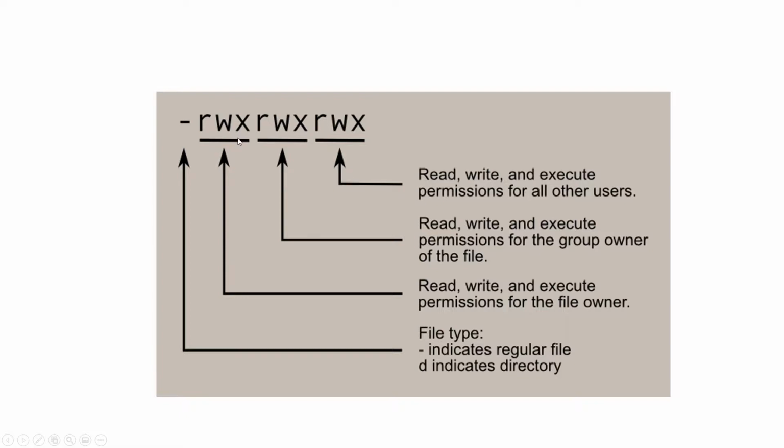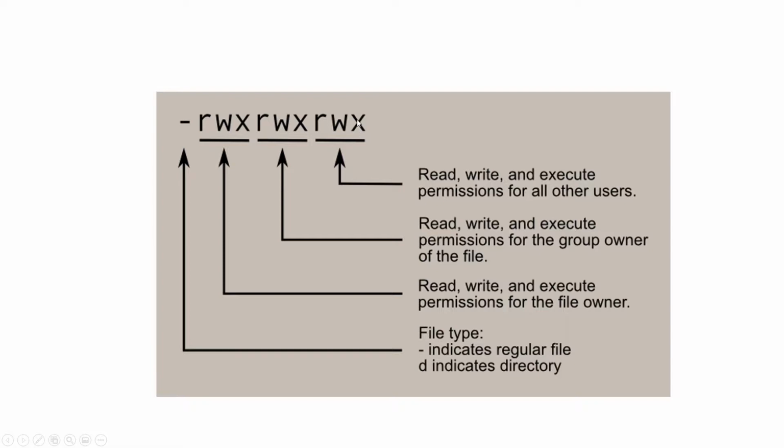If we go to the next set of 3, it's the same exact concept, but instead of being for the file owner, this represents the permissions for the group owner. Because we have R here, that implies that any users in the group associated with that file can read it. They also can write, and they can execute. And then the final 3 is for everyone else. So all others would be given read, write, and execute permissions.